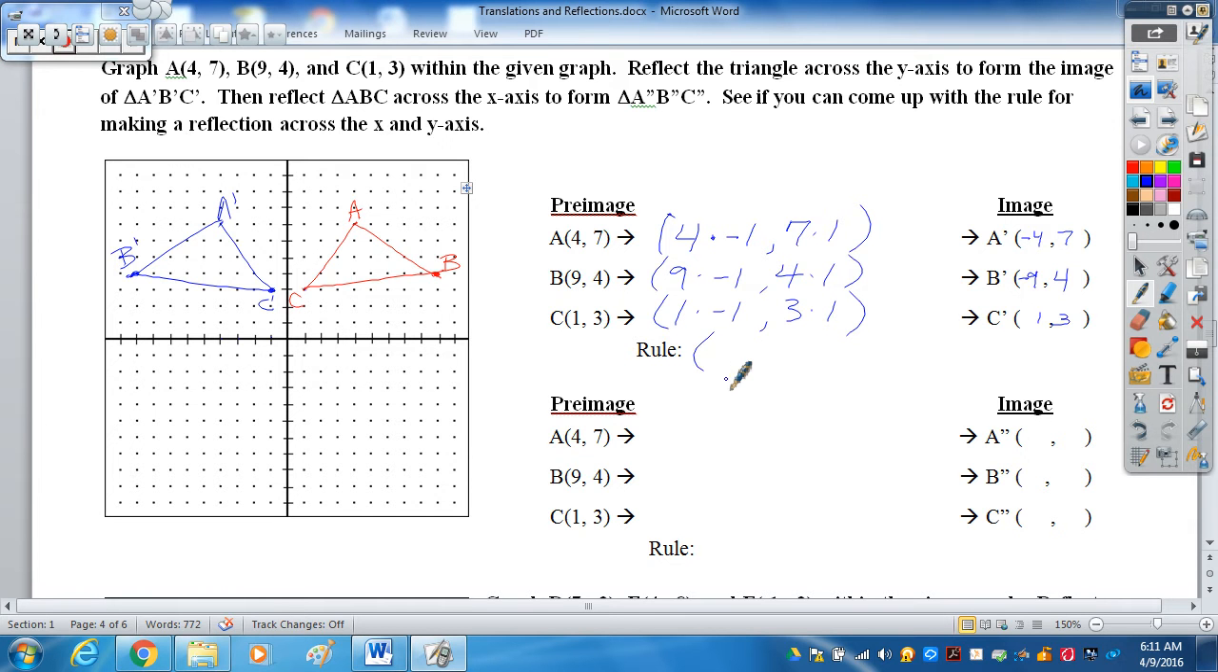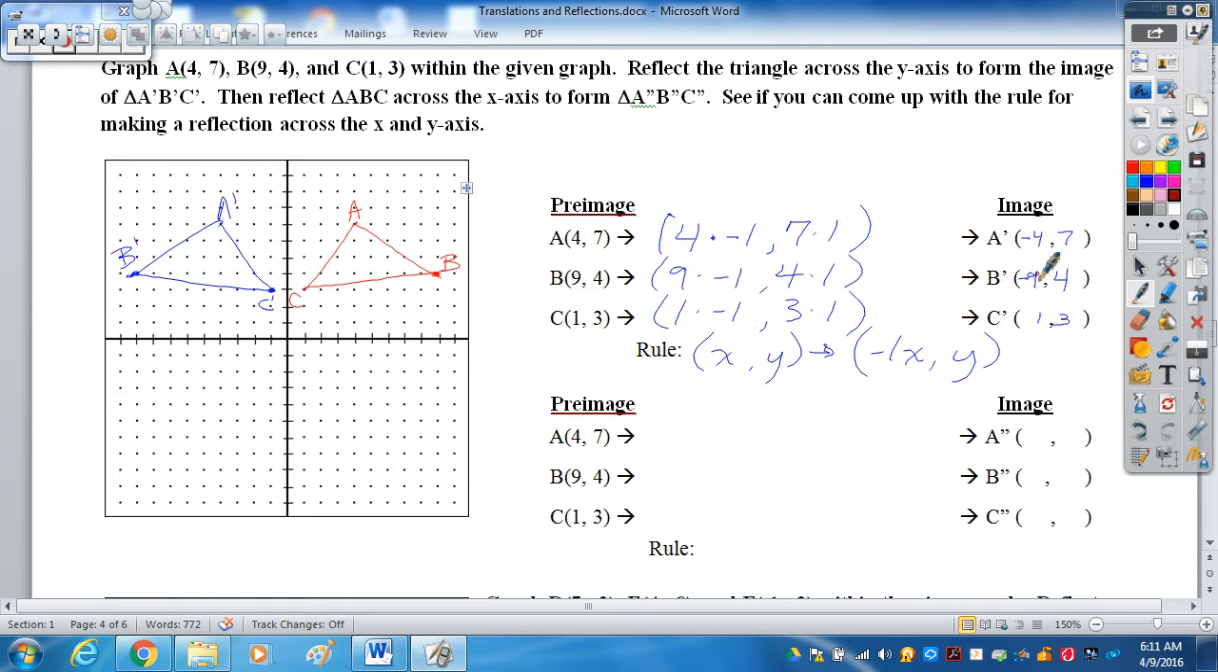And so what's the rule that we're going to write out? Well, we have the original preimage, and that becomes, okay, you can put -x, -1x, but it's got to be the negative of the x, comma y right there, okay? And so that's an example going from the reflection of the y-axis preimage to image.